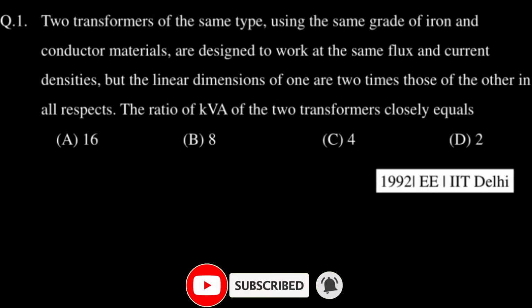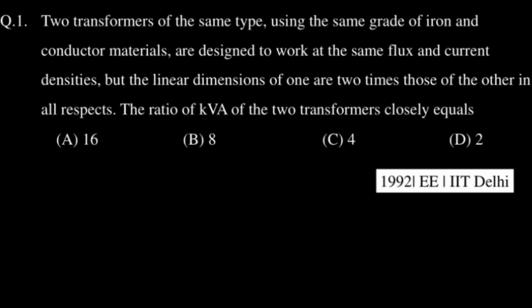The question is, two transformers of the same type using the same grade of iron and conductor materials are designed to work at same flux and current density, but the linear dimension of one transformer is two times the other. So we have to find the ratio of kVA rating of two transformers.